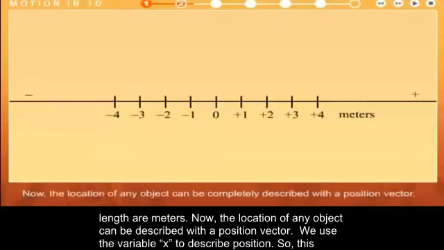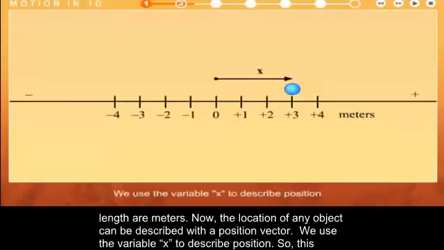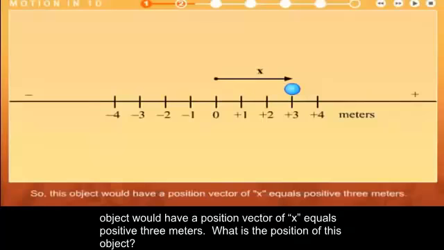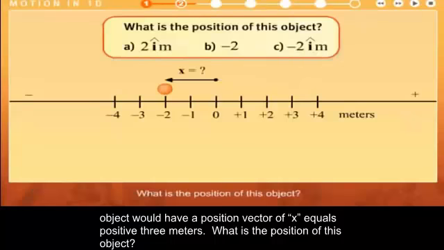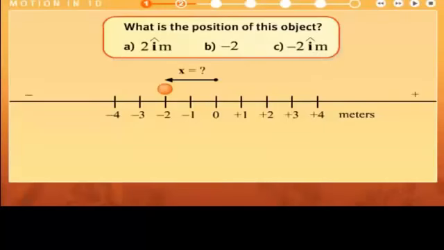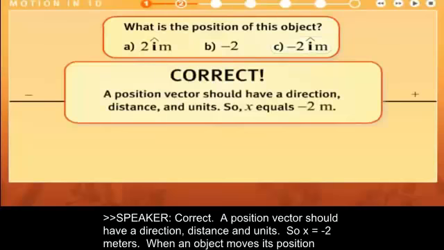Now, the location of any object can be completely described with a position vector. We use the variable x to describe position. So, this object would have a position vector of x equals positive 3 meters. What is the position of this object? Correct. A position vector should have a direction, distance, and units. So, x equals negative 2 meters.